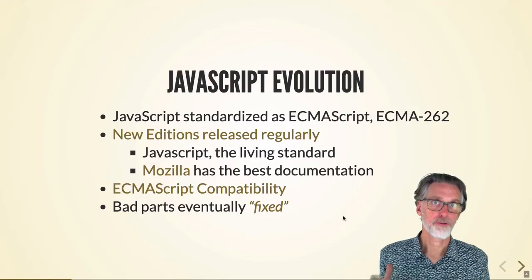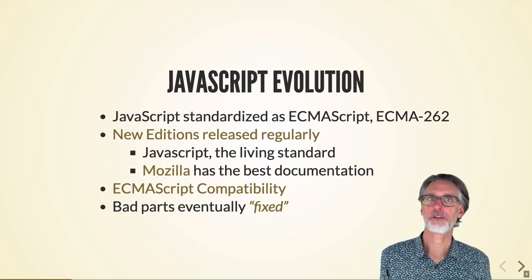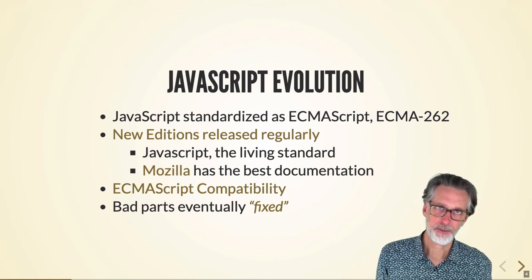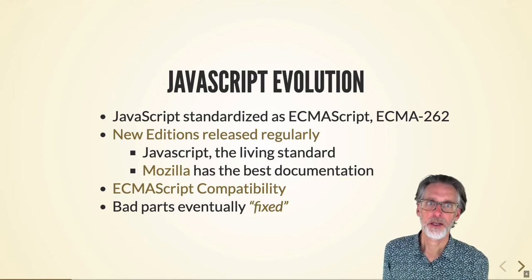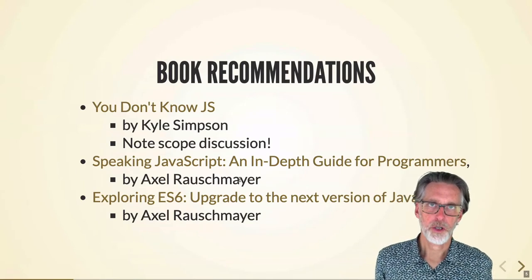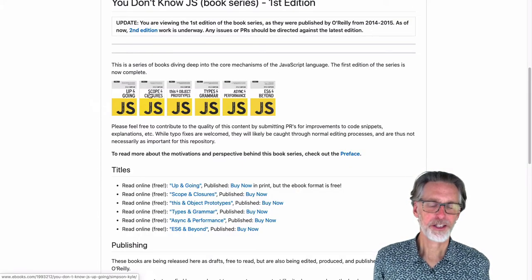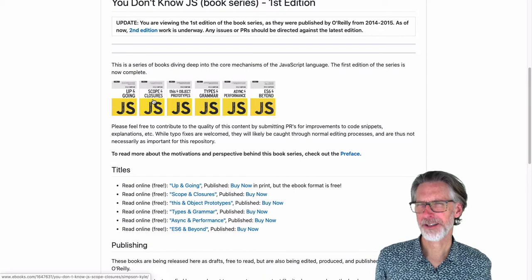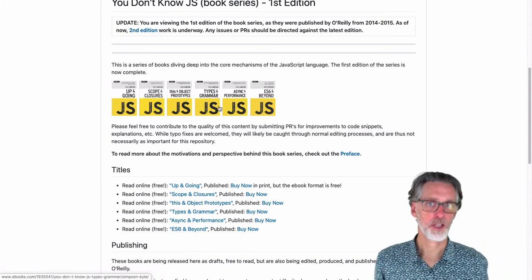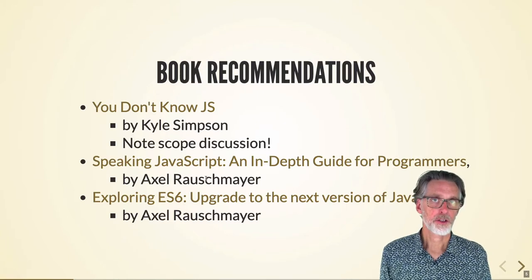JavaScript was created in a frenzy by Brendan Eich in the mid-90s, and it wasn't a perfect language when it was created. Some of the bad parts have been fixed over time, and we'll talk about some of those changes today. If you want books on JavaScript, it's interesting to look at this free series, You Don't Know JS. If you look at the titles in this series, you'll see several things that look familiar, in particular scope and closures, this and object prototypes, which we'll talk about today, and asynchronous computation. Axel Rauschmayer has also written some very accessible material on JavaScript.